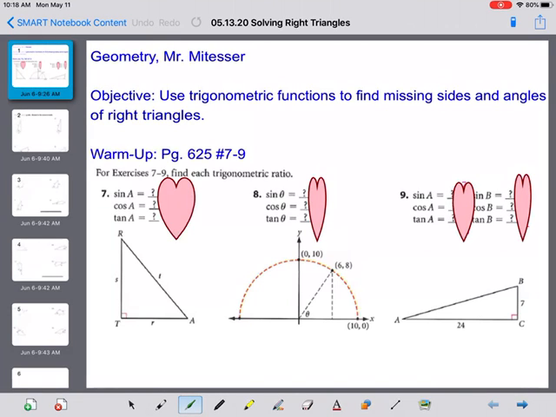Hello, today you're going to learn how to use trig to find missing sides of right triangles. You could actually find every single missing side or angle of a right triangle. So here's just a little warm-up for you. Pause the video and just find the trig ratios for each figure.